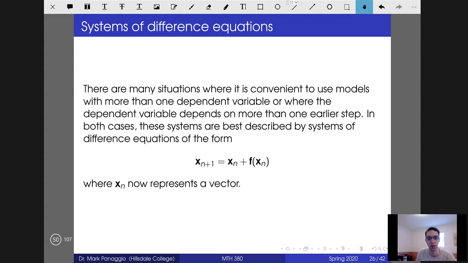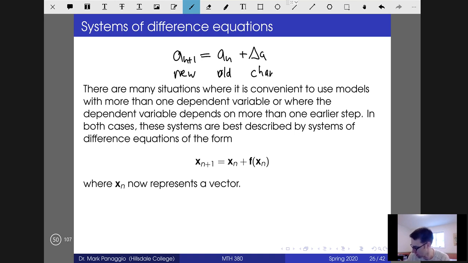In the previous batch of videos, we looked at difference equations, which were equations of the form a_{n+1} = a_n + ΔA, where the idea was we were trying to describe some system that was changing over time. And so we represented this by recognizing that any change can be represented as the new value is equal to the old value plus the change. And so we looked at a variety of different ways of trying to describe change and then also describe how this sort of equation changes over time.